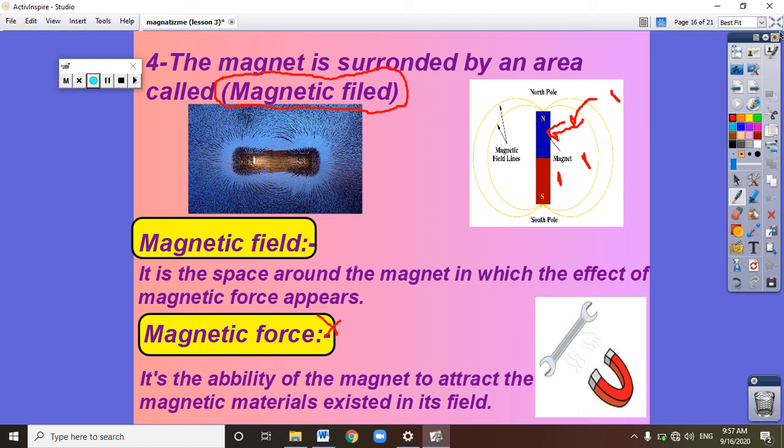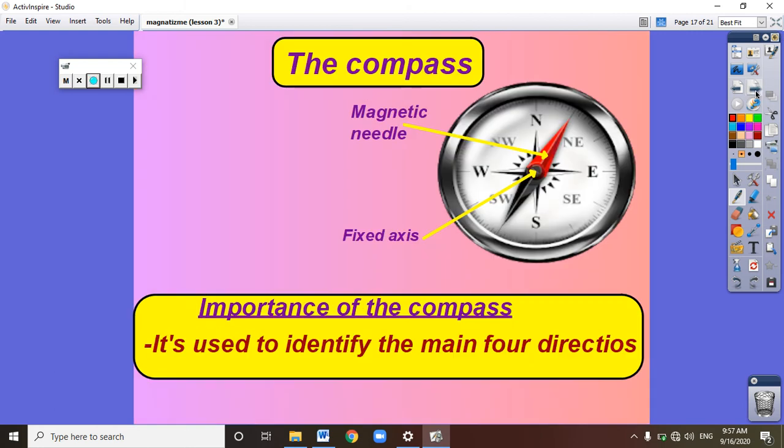Okay. Let's now know the uses of the magnet. We discovered the magnet, and we know that there is a natural one and we made the artificial magnet. Why? Because we need to use the magnet to make our life easier. So we use the magnet to make the compass. Do you know what this is?